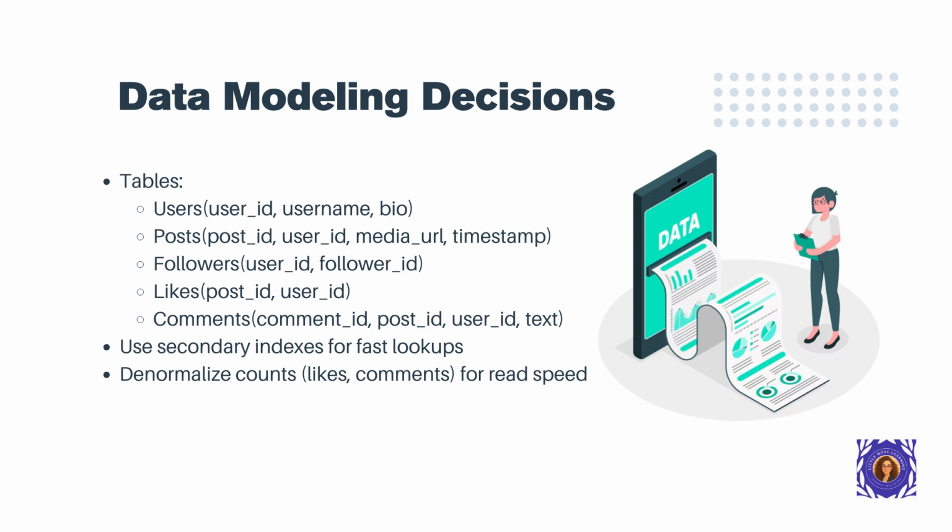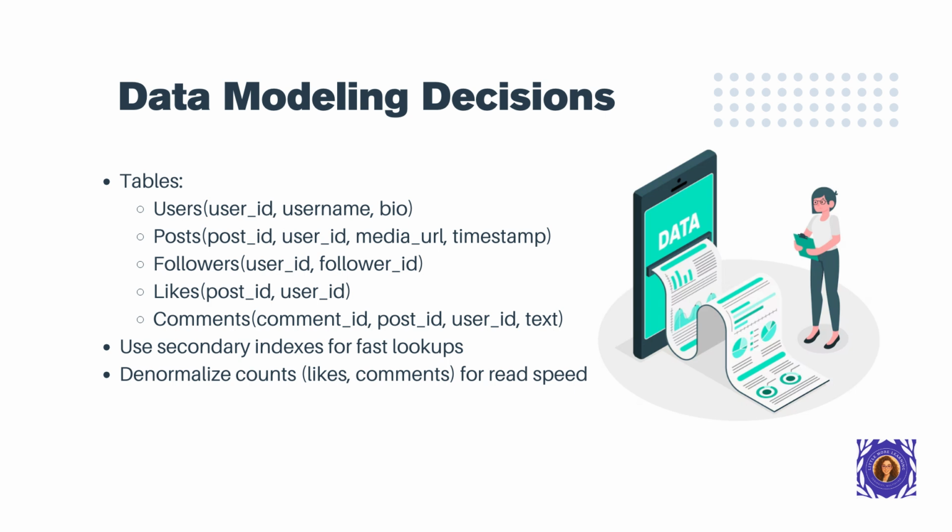The key insight here is strategic denormalization. While we maintain referential integrity for core relationships, we denormalize counts like the number of likes and comments directly on the posts table. Yes, this means we need to update these counts when interactions happen, but it makes feed generation much faster since we don't need to calculate these numbers on every read.